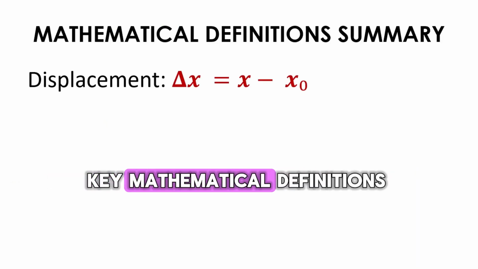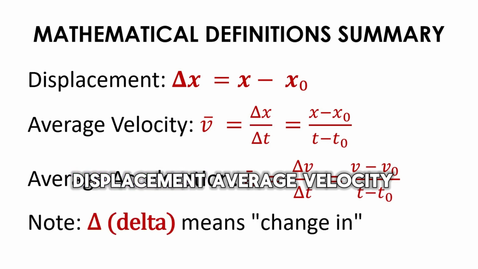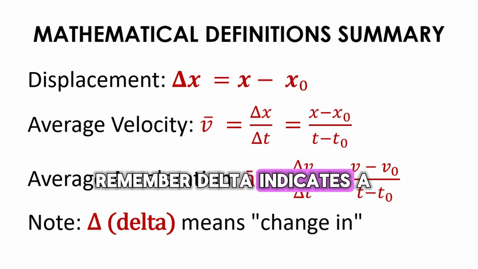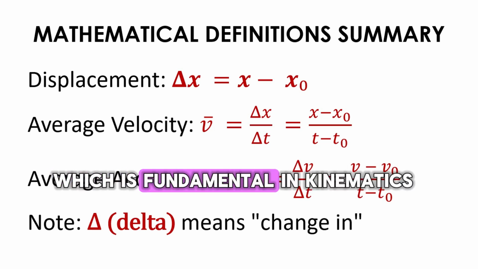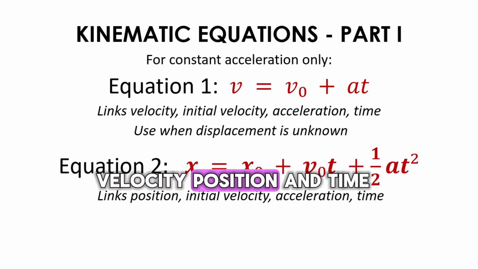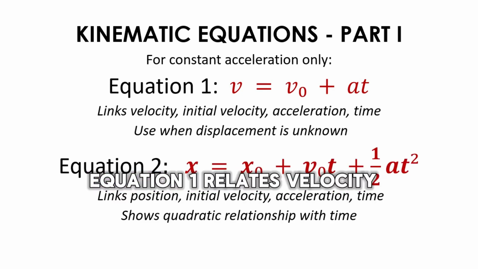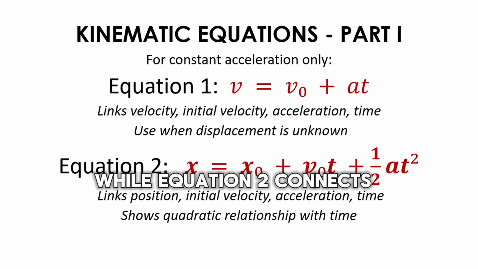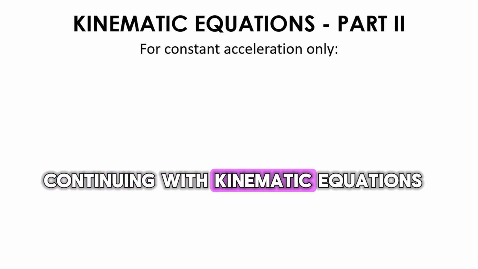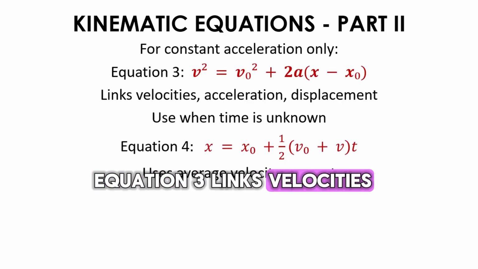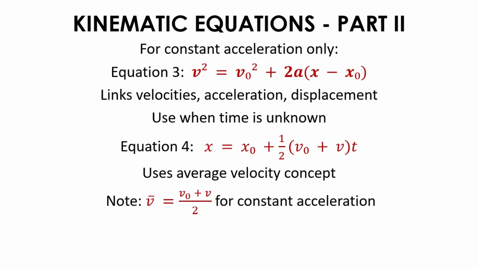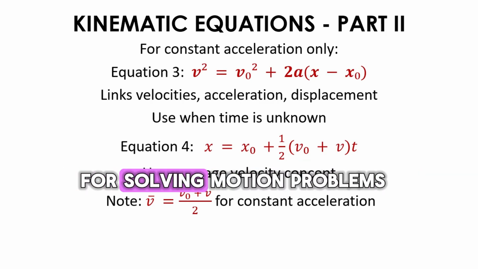Here's a summary of key mathematical definitions: displacement, average velocity, and average acceleration. Remember, delta indicates a change in a quantity, which is fundamental in kinematics. Kinematic equations for constant acceleration link velocity, position, and time. Equation 1 relates velocity and time, while equation 2 connects position and time, showing a quadratic relationship. Continuing with kinematic equations, equation 3 links velocities and displacement, while equation 4 uses average velocity. These equations are essential tools for solving motion problems.